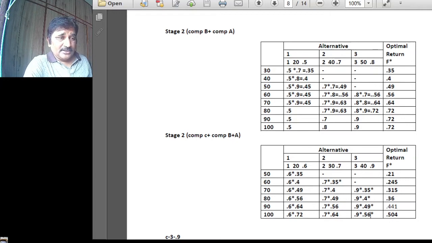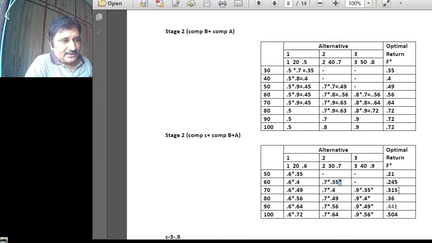And lastly, you find the optimal return. 0.6 into 0.35, 0.21, then 0.6 into 0.4, 0.245, 0.315. Sorry, this is not point. This 0.245 is because of this, 0.7 into 0.35. Then another star which you are seeing here, this star is for connecting this with this, for associating 0.245 with this. That is not a multiplication sign.